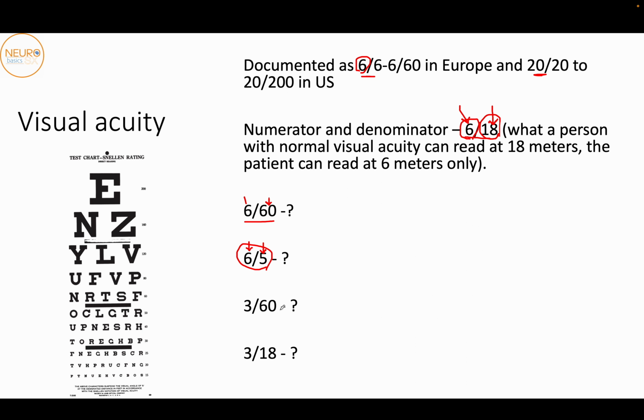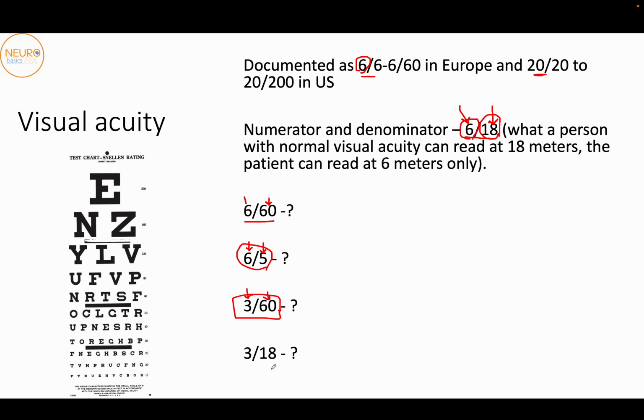3/60, on the other hand, can also be something we come across once in a while. Here, the person is not able to read anything even at 6 meters, so they're not able to read the first line also. Then they can walk closer, to 5, 4, 3 meters, and see when they're able to read the first line. The distance at which they're able to read the first line becomes the numerator. So for a 3/60 person, whatever a normal person's reading is at 60, their reading is at 3 meters instead.